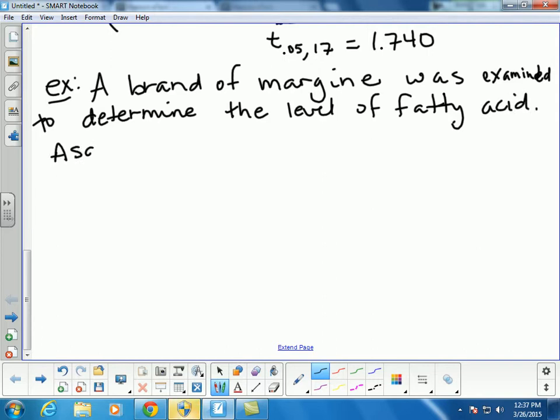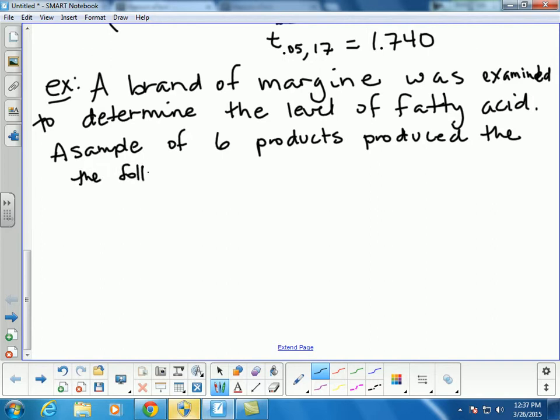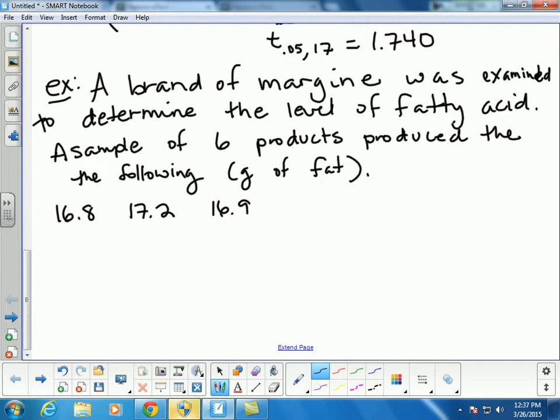A sample of 6 products produced the following. And this is grams of fat. Okay, and the data is 16.8, 17.2, 16.9, 16.5, 17.1, and 17.3. So those are my 6, okay?